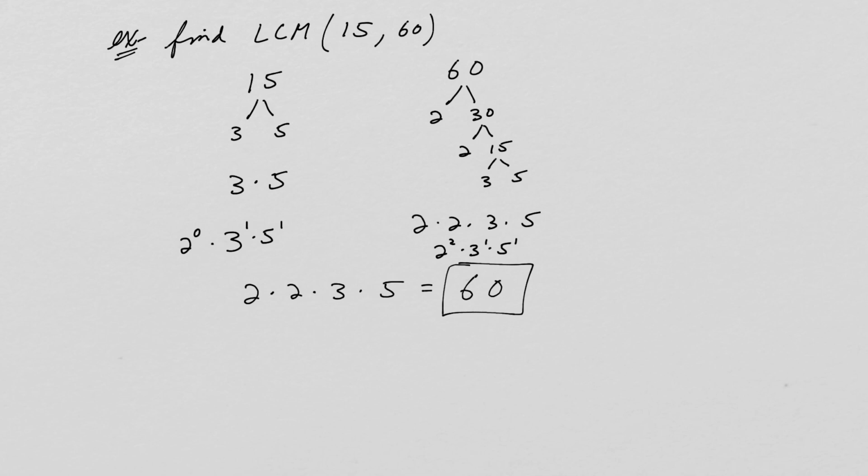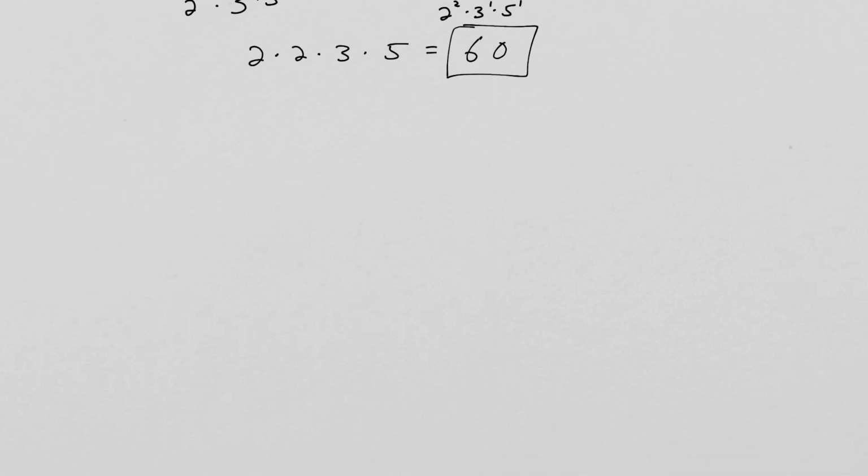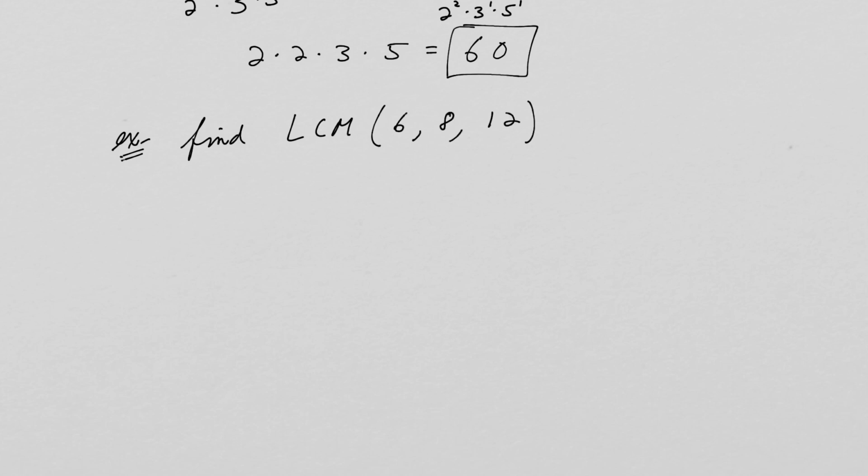What if you have more than 2 numbers? Here, I'll just do a small one, so it's not too crazy. Find the lowest common multiple of, let's say, 6, 8, and 12. Actually, if you think about this, just pause this for a second. Can you think of the lowest common multiple of 6, 8, and 12? Like, what's the smallest number that 6, 8, and 12 will go into evenly?